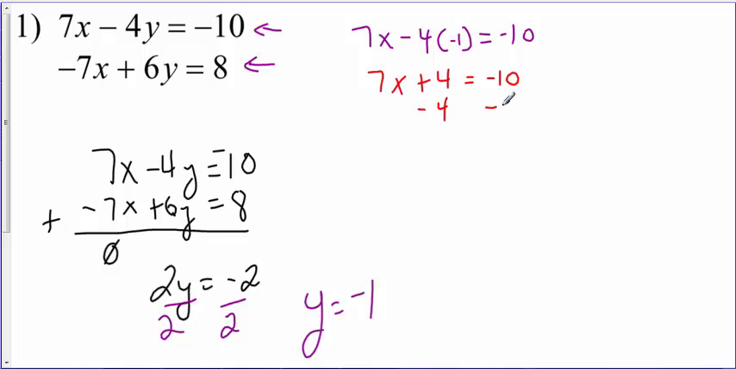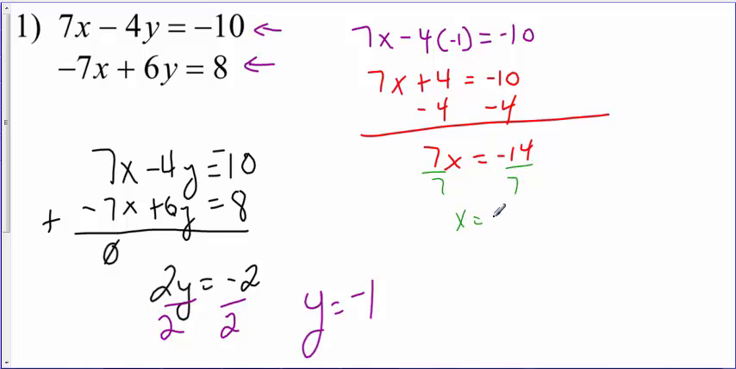Minus 4 from both sides. 7x equals negative 14. Divide both sides by 7. So x equals negative 2. So you can see that we solve for a y and then an x. And our final thing is to put these as an ordered pair. So we know that if we were to graph these two equations that are lines, they would intersect at negative 2 comma negative 1.